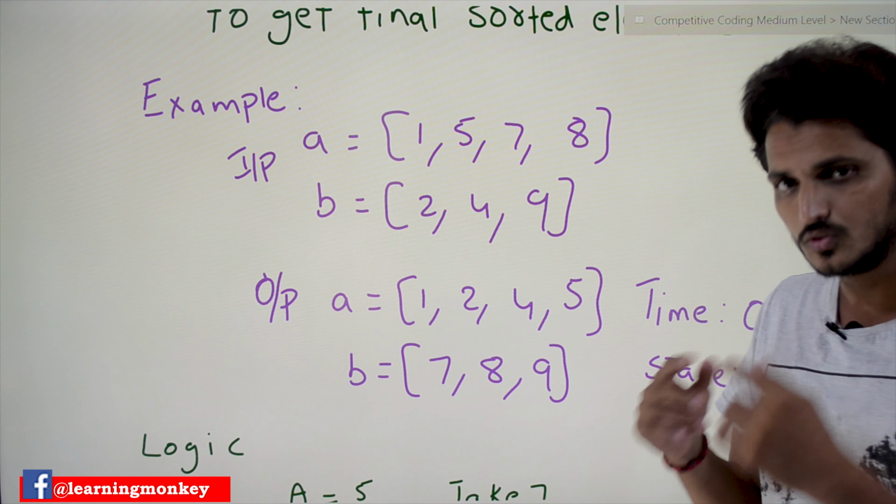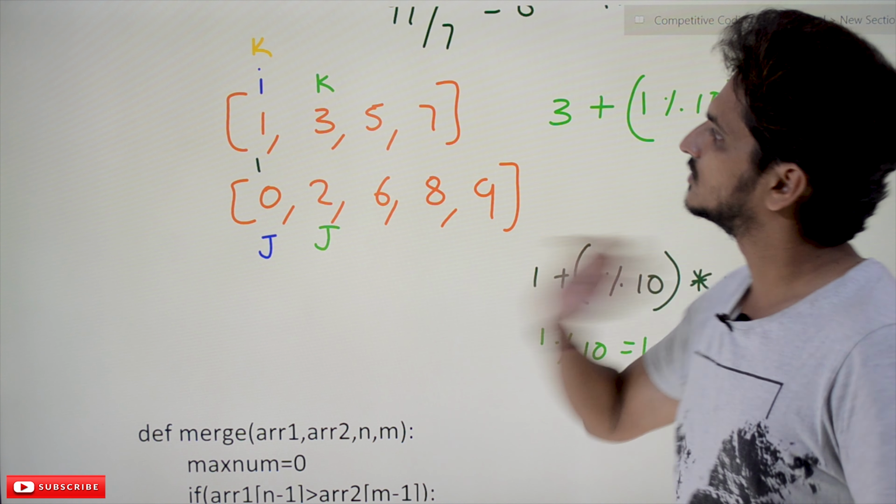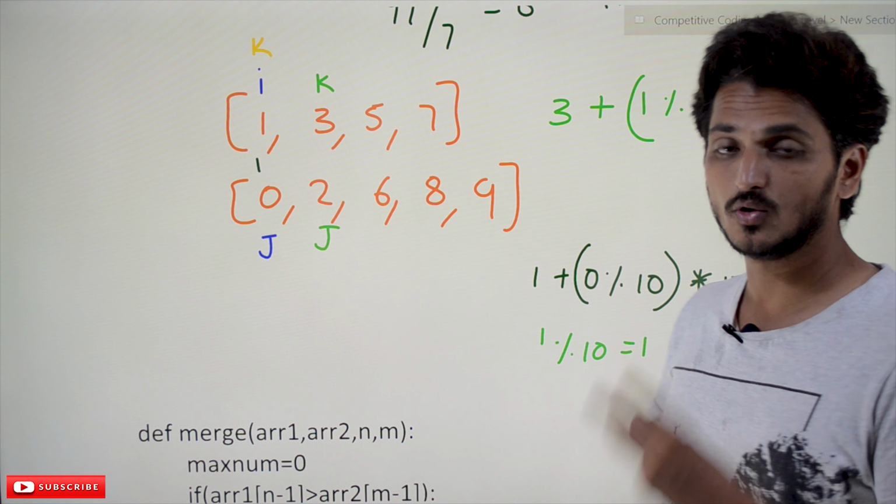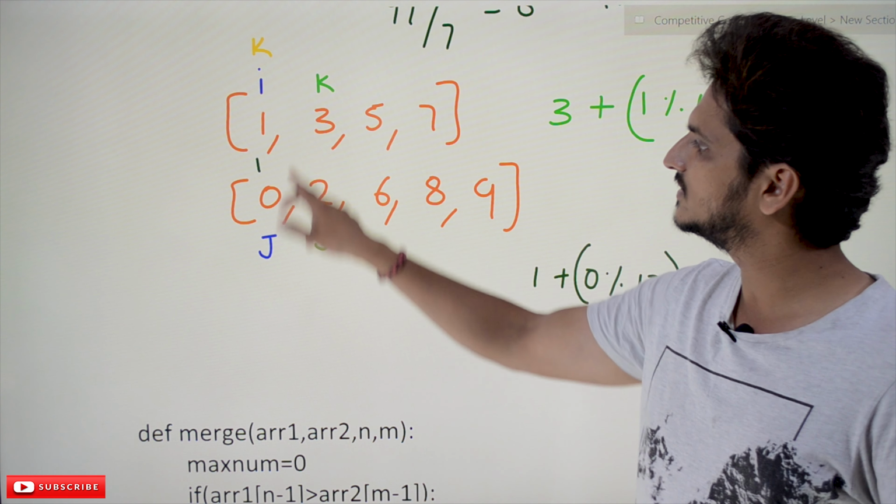In our last class we used this concept and made an example in our last class coding. The same concept we are going to use here. So how to use that? Let's take our example: 1, 3, 5, 7, 0, 2, 6, 8, and this is our example. We are going to use three variables I, J, K.